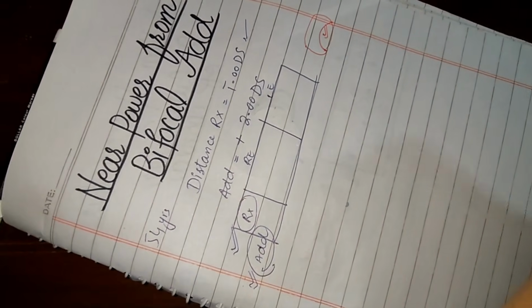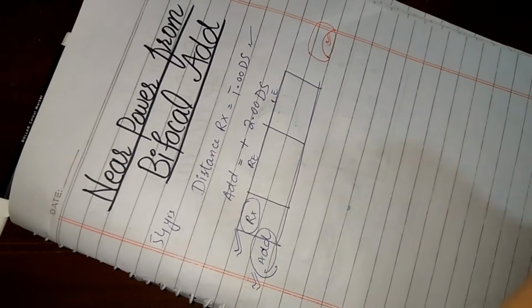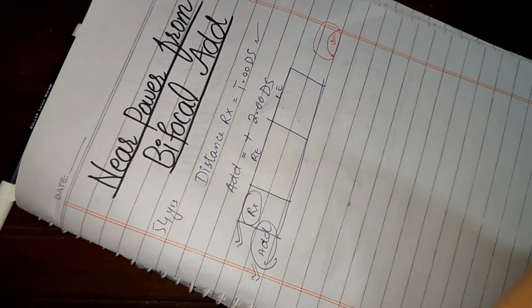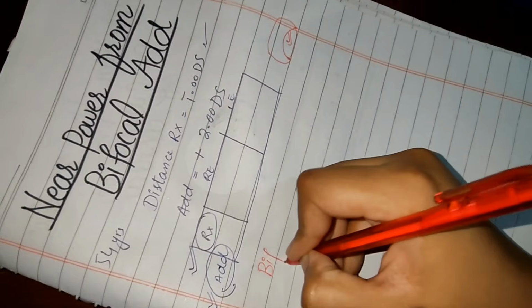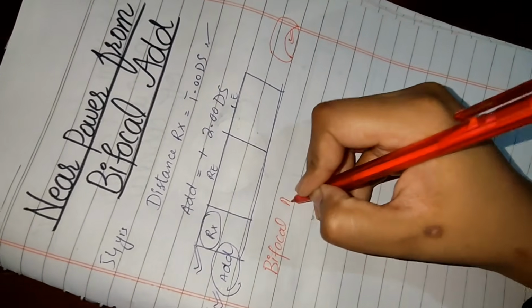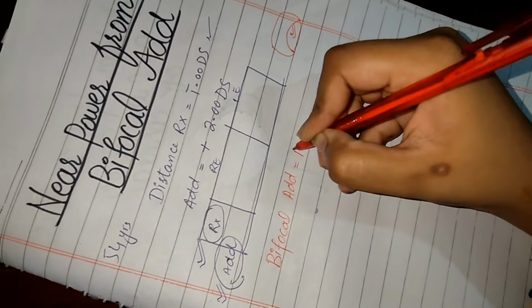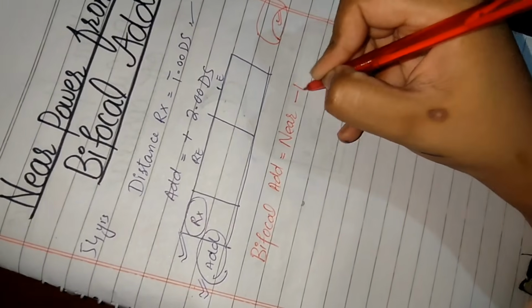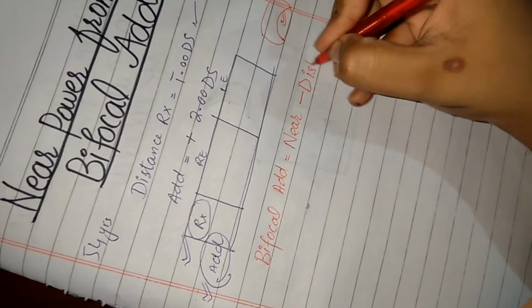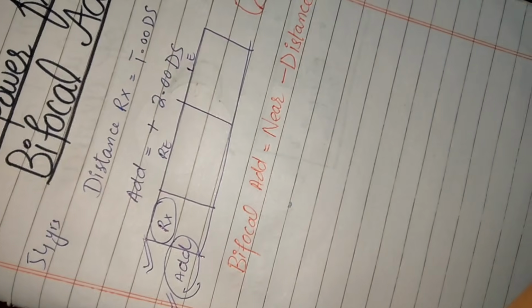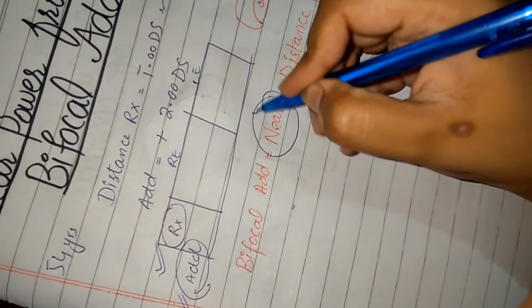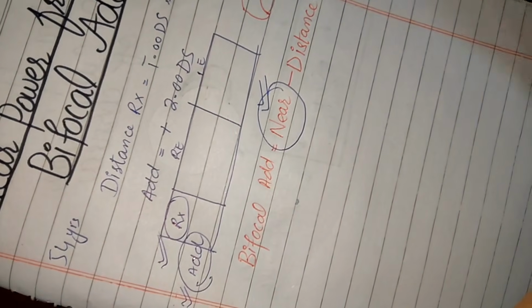How can you calculate the near power of the patient? It is with the help of this simple formula: bifocal add is equal to near minus distance. So with this formula you can find out the actual near power of the patient, right?